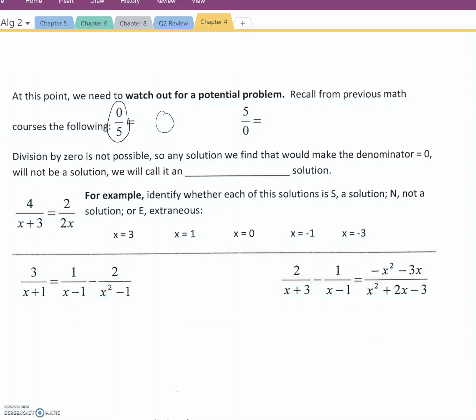In fact, if you ever find a way to divide by 0, I want you to raise your hand. Let me know. I'm going to take shelter. The world is going to implode. It is impossible to divide by 0.